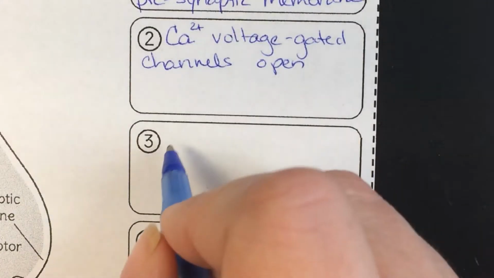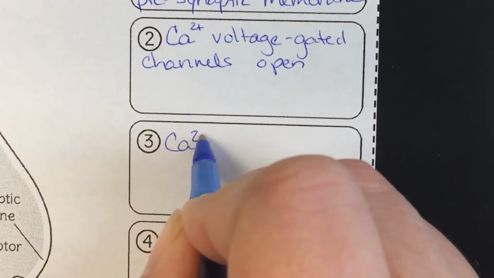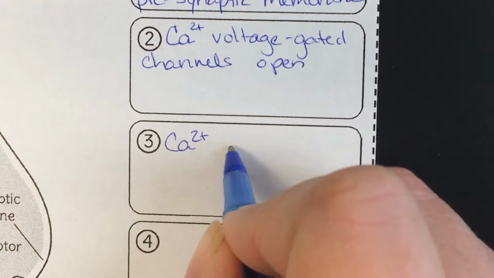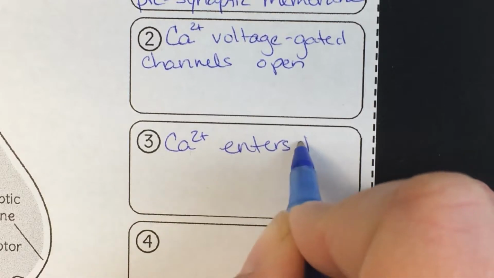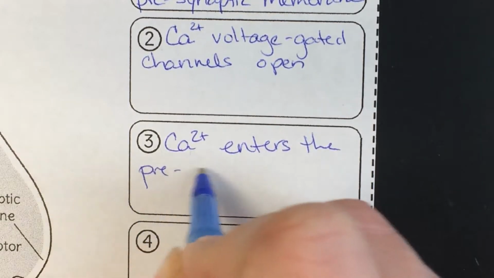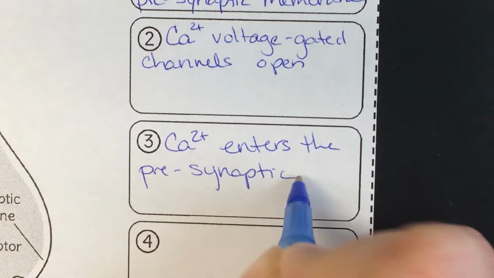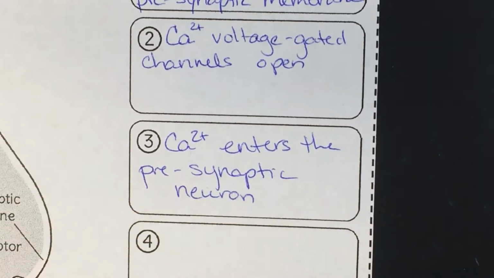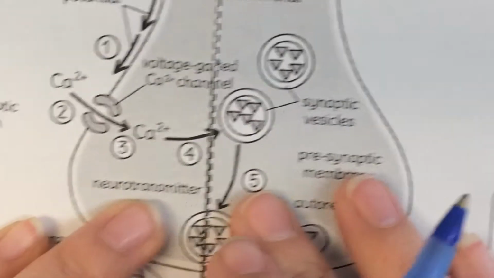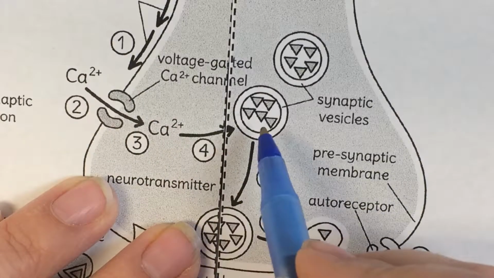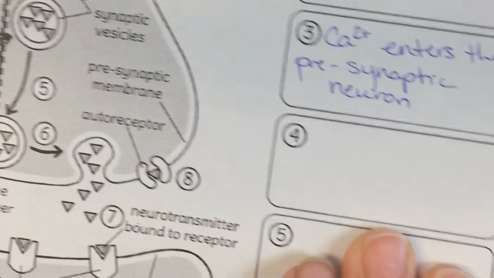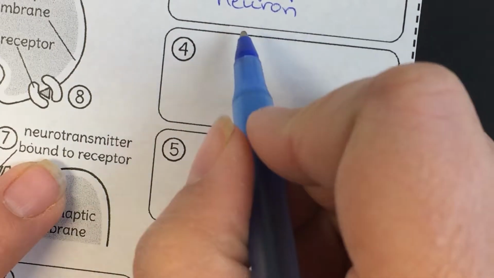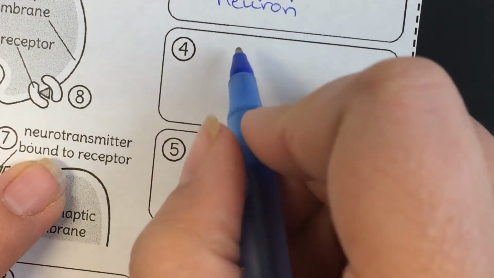In step 3, you can see now we have calcium enters the presynaptic neuron. So we get a rush of calcium. And I know over the years you've always heard that calcium is important for your bones. It does a little bit more than that. So once the calcium comes in, it's going to activate these synaptic vesicles.